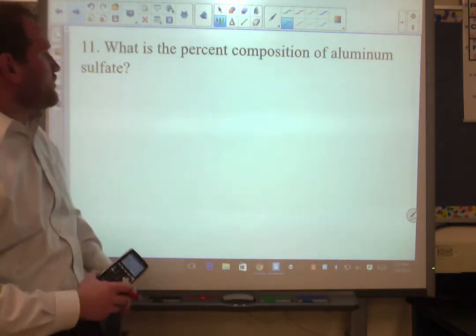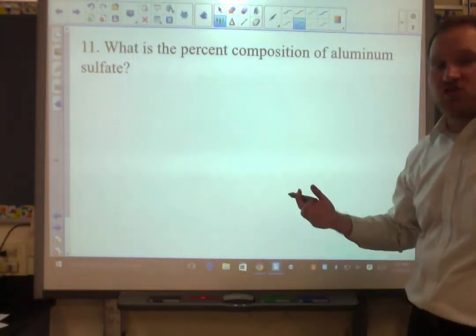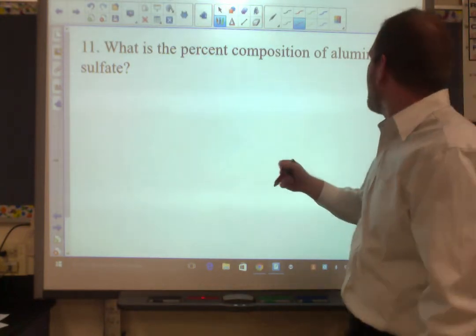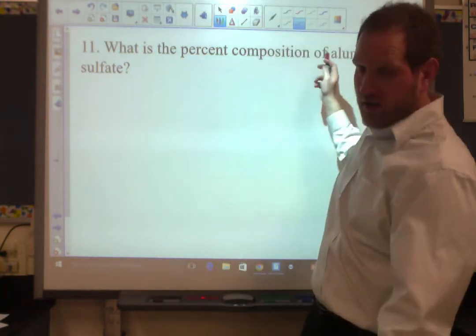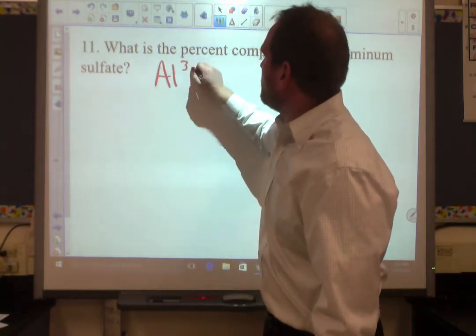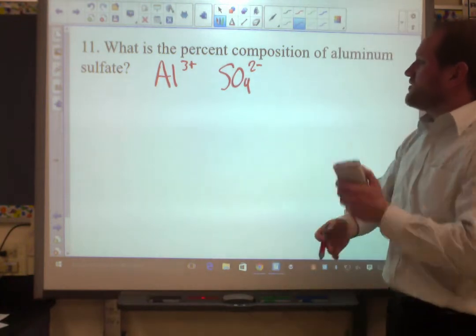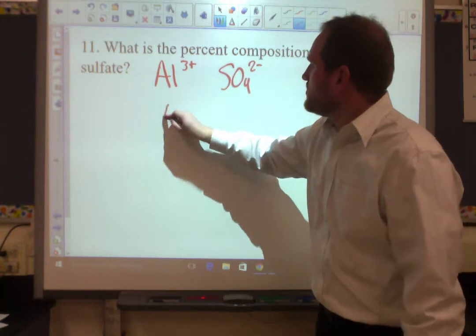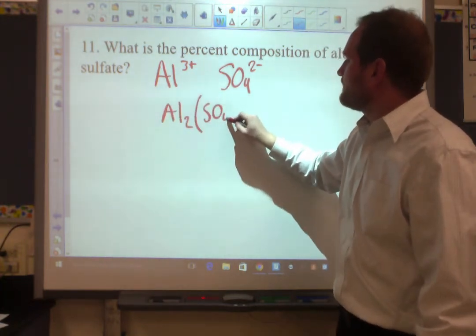Question 11. What's the percent composition of aluminum sulfate? Okay, so this is kind of 2 problems in one. First, do you know the formula for aluminum sulfate? Very important that you know your naming. Well, aluminum sulfate is going to be ionic. You know that because aluminum is a metal and because sulfate's a polyatomic. So we write aluminum with a 3+ charge. We write sulfate, SO4 with a 2- charge. You crisscross the charges. The 3 is going to go with the sulfate. The 2 is going to go with the aluminum. So we have Al2, and now we need to show 3 sulfates, so you need parentheses.